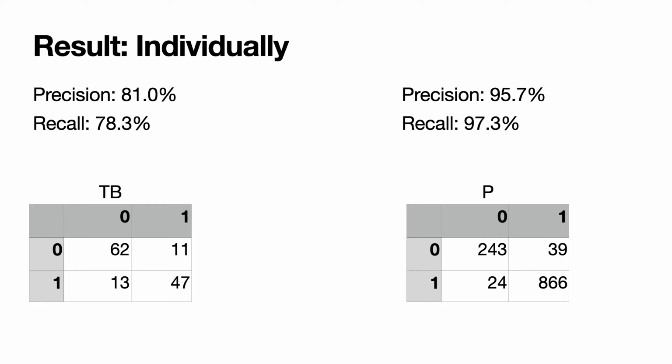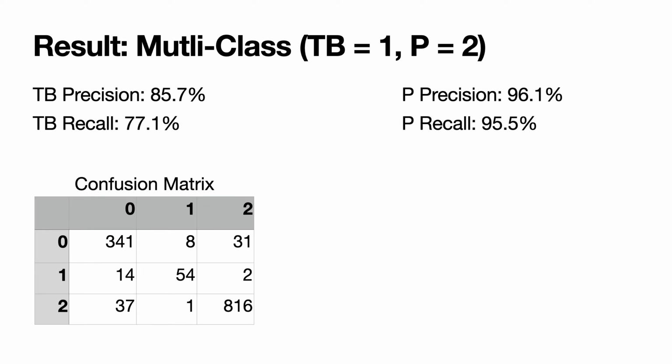So here are the results for individually trained tasks. Pneumonia has almost 96 and 97 for precision and recall, while TB has a lower 81 and 89. When we put them in a multi-class setting, pneumonia stayed about the same, but TB went up a little bit for both precision and recall.